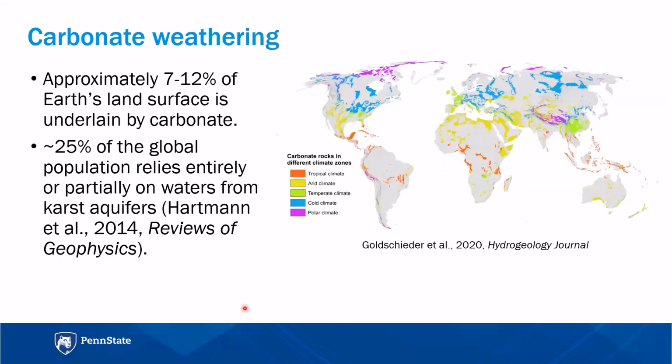In this video, we're going to focus on carbonate weathering, which is especially important because approximately 7 to 12% of the Earth's land surface is underlain by carbonate geology, and approximately 25% of the global population relies on waters from karst aquifers.